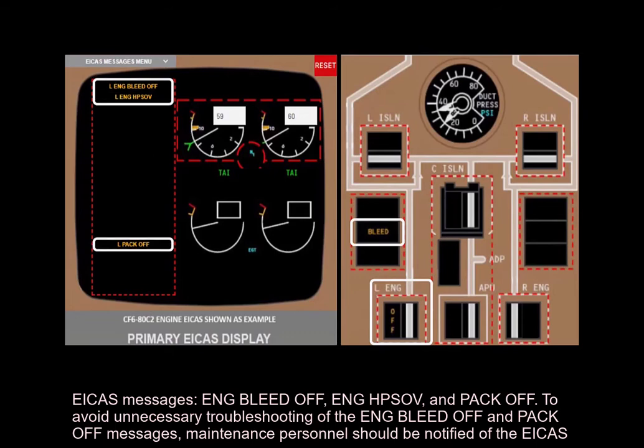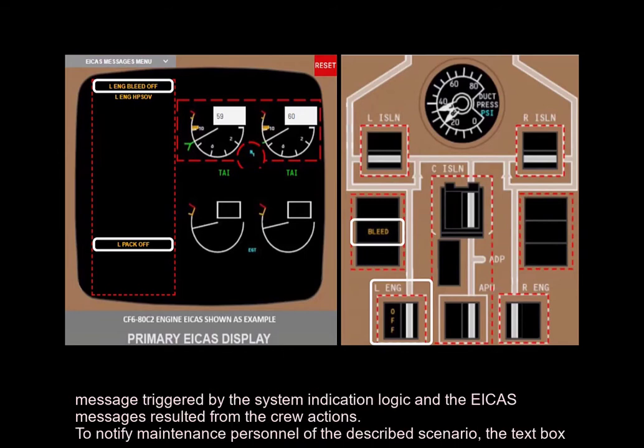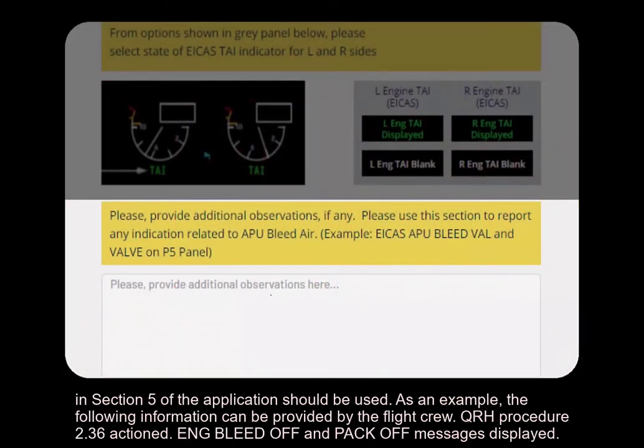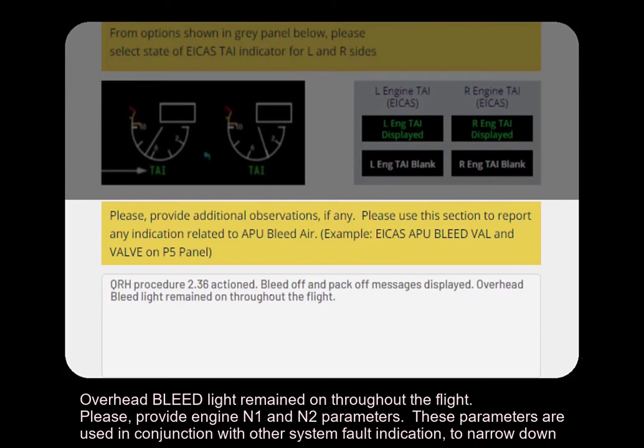To avoid unnecessary troubleshooting of the engine bleed off and pack off messages, maintenance personnel should be notified of the ICAS message triggered by the system indication logic, and the ICAS messages resulting from the crew actions. To notify maintenance personnel of the described scenario, the text box in Section 5 of the application should be used. As an example, the following information can be provided by the flight crew. QRH Procedure 2.36 actioned. Bleed off and pack off messages displayed. Overhead bleed light remained on throughout the flight.